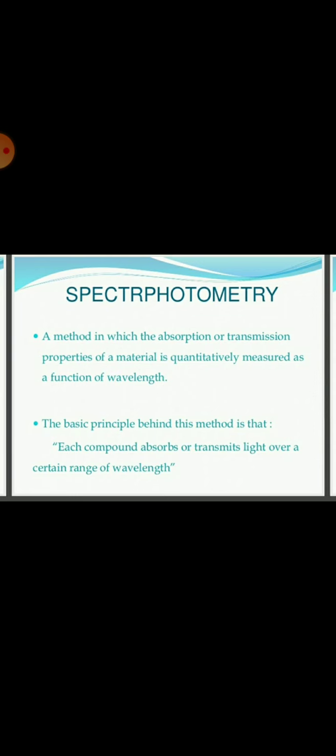Spectrophotometry is actually a modified version of the colorimeter. This is a method in which the absorption or transmission properties of a material are quantitatively measured as a function of wavelength. The basic principle behind this method is that each compound absorbs or transmits light over a certain range of wavelength.